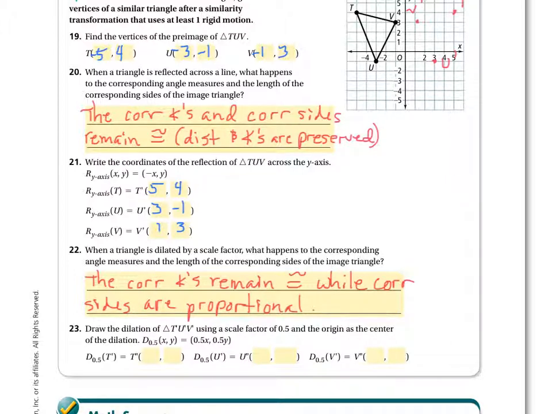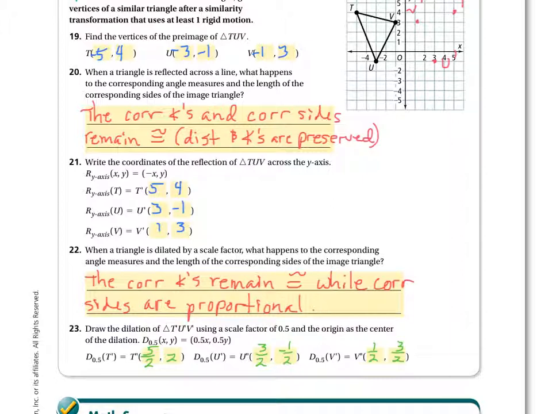Dividing every x and y by 2. So we're going to divide each of the x and y's here by 2. So 5 divided by 2 gives you 5 halves. 4 divided by 2 is 2. And then for u prime, 3 divided by 2 is 3 halves. And negative 1 divided by 2 is negative 1 half. For v prime, 1 divided by 2 is 1 half, and 3 divided by 2 is 3 halves.